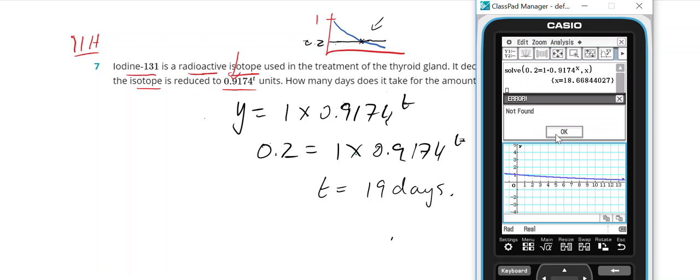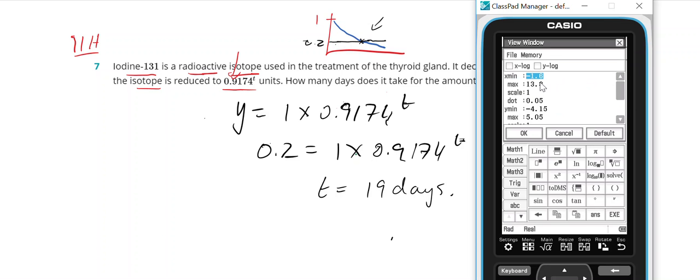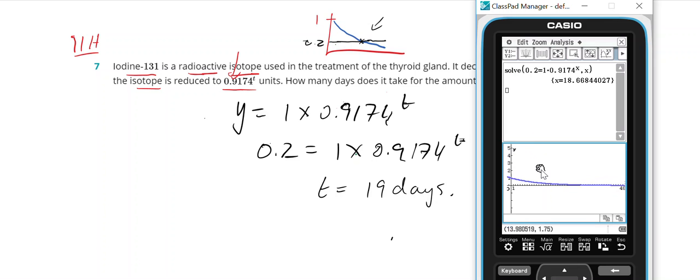Now you can see there's a problem here. It says not found. The reason it's not found is because our graph only goes up to 13 point something days, and we know our answer is 19 days. So you have to make sure your range is big enough. To change the range, you change the scale so that it's big enough to show your answer. I've changed my scale so the x goes up to 50 days.